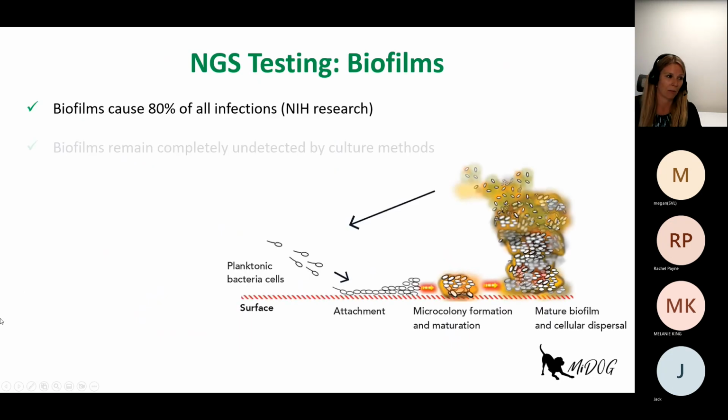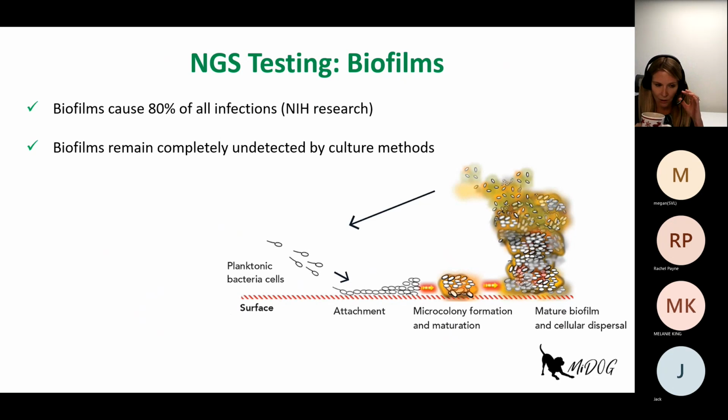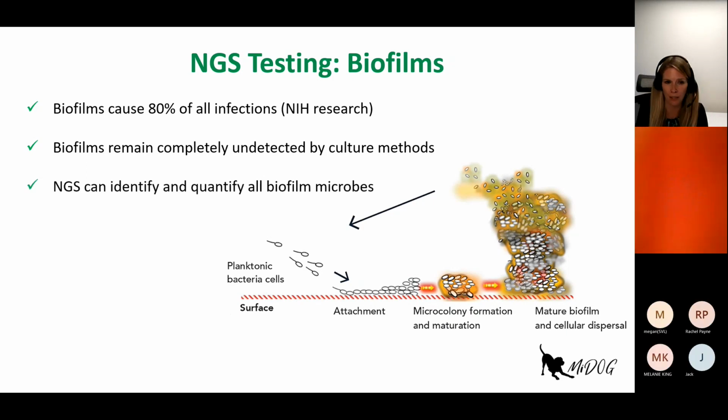I briefly touched on biofilms at the beginning, and so to go in a little bit more detail here, according to the NIH, biofilms cause about 80% of all infections, yet they remain completely undetected by culture methods. So, how is that? Biofilms start usually relatively innocent. You have these planktonic bacterial cells that adhere to a surface, usually a cut, a little open wound, and those are the ones that are culturable in the lab.